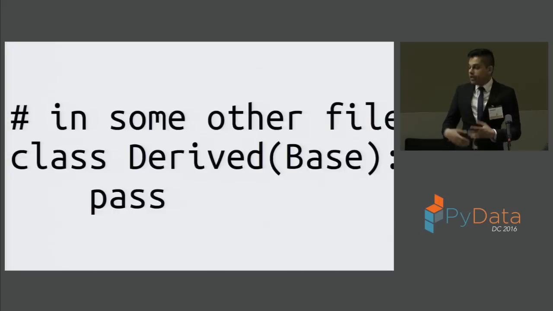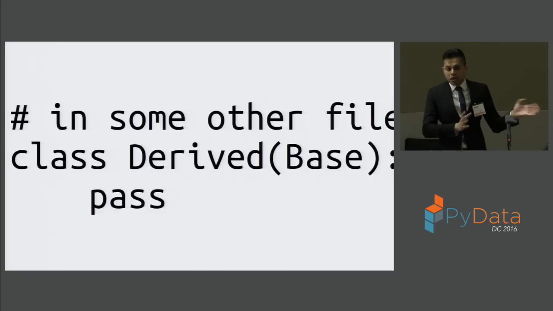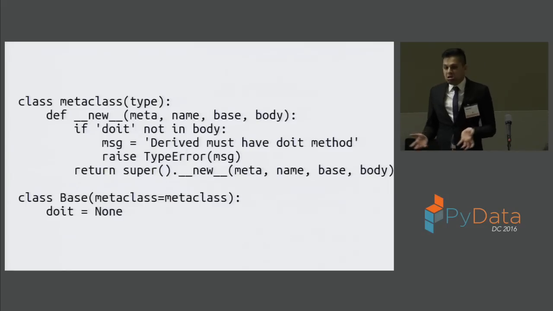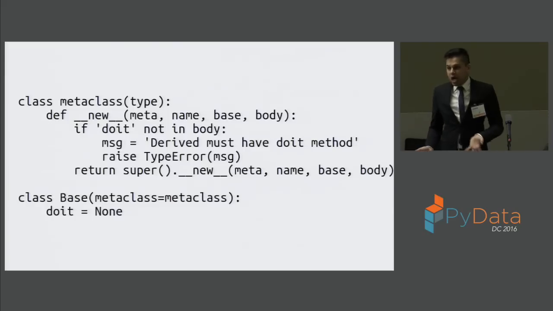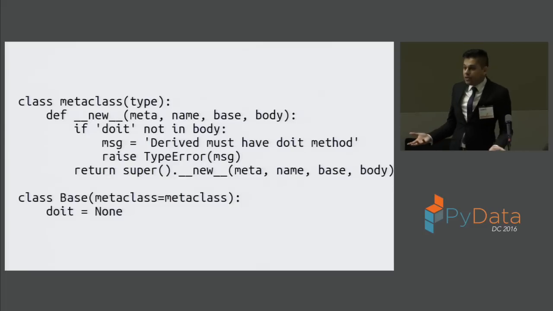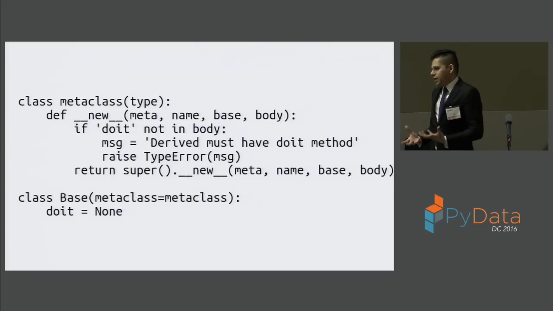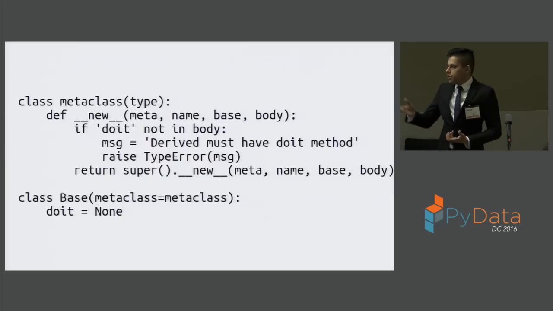So in some other file, you have your derived class, and you can't touch the original file. So all you do is you add some metaclass, and it says, whenever I'm constructing a new type, I just make sure that new type has a doIt method, and if it doesn't, I raise a TypeError. And then you add that to your base class, and everything that derives from a type which has a metaclass on it derives that metaclass. So the base class has to have a doIt method, and I set it to None.